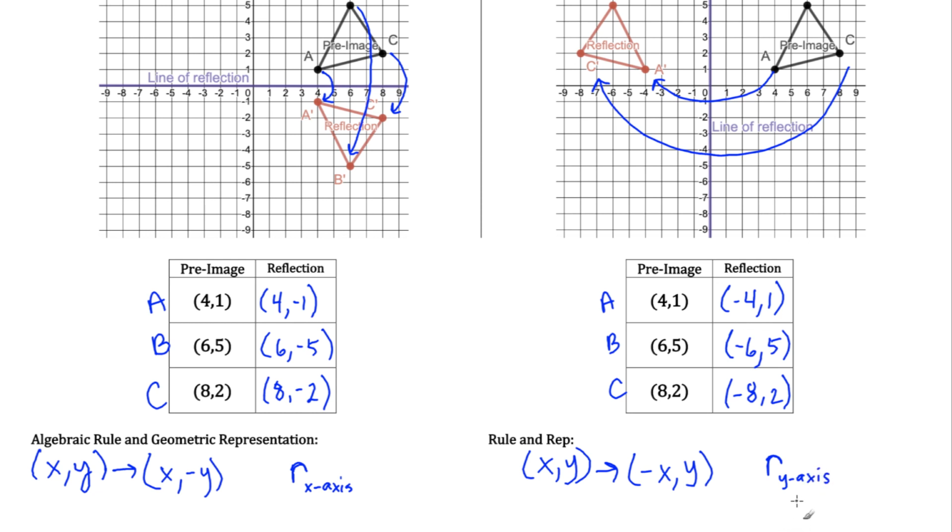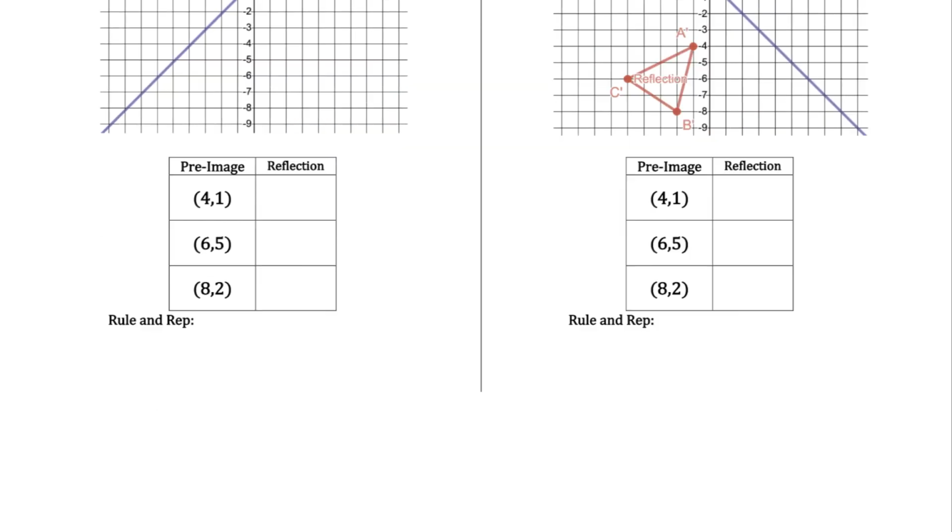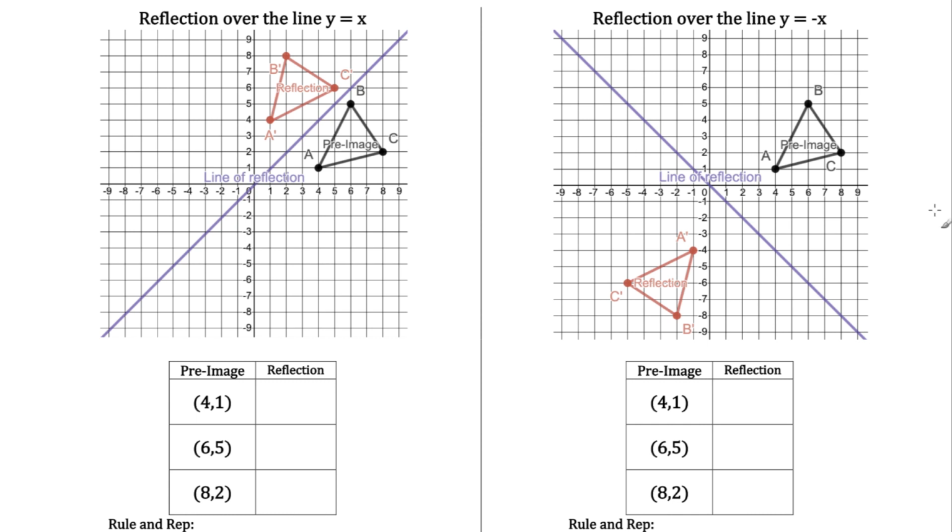Okay, so let's go to the next page. Now these are ones that we haven't done before, so we're going to reflect over the line y equals x. Remember, this is y equals x plus 0, so we start at 0, and this is x, so 1 over 1, so up 1 over 1, up 1 over 1, up 1 over 1, all right? So we're going to reflect this pre-image over to this side of the line.